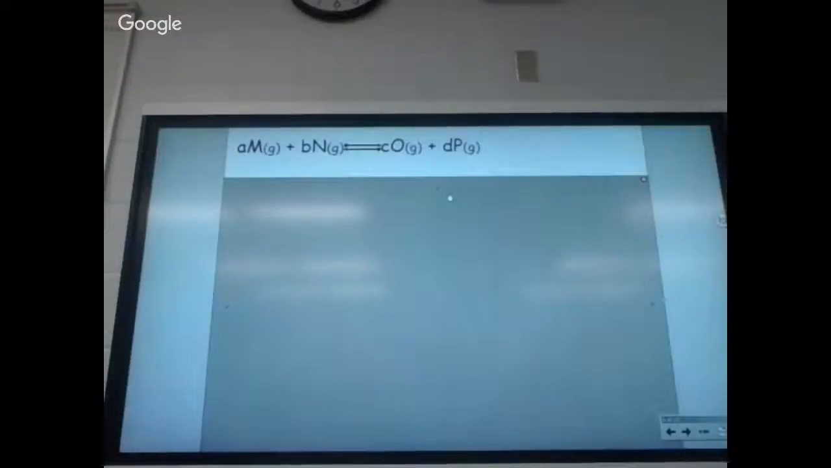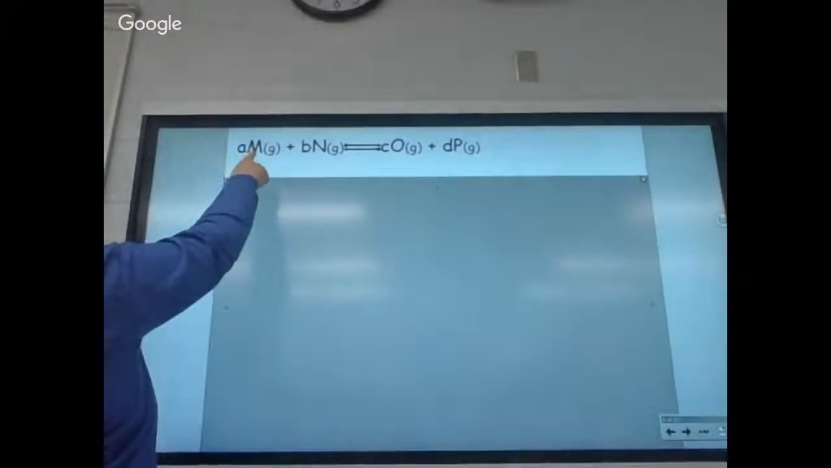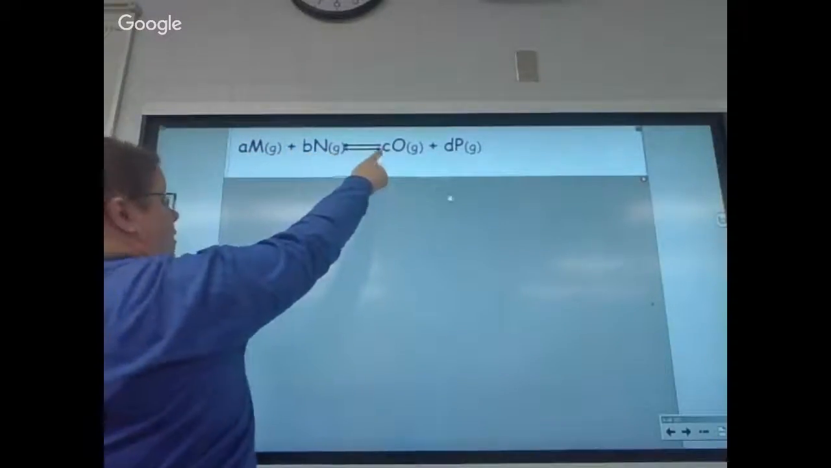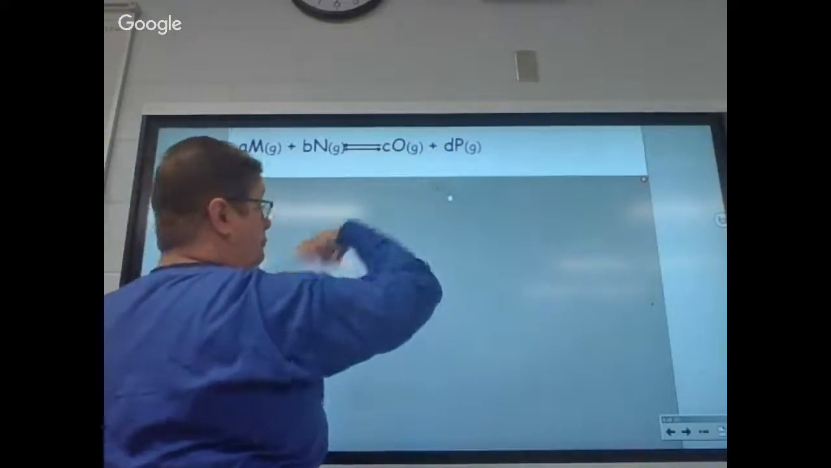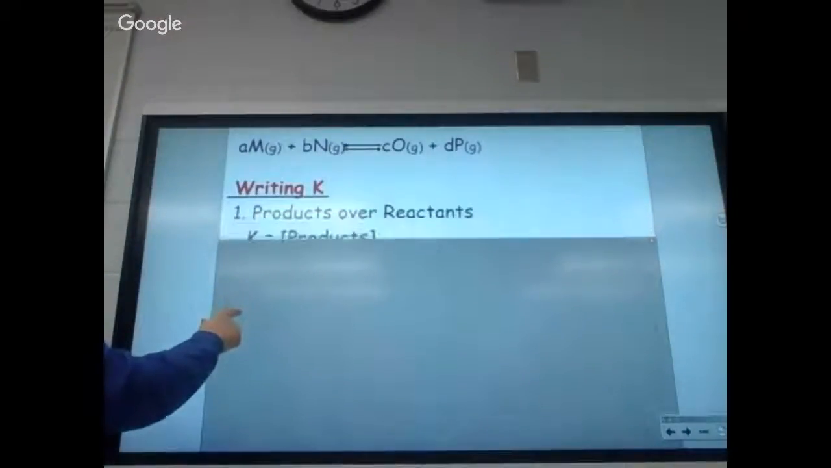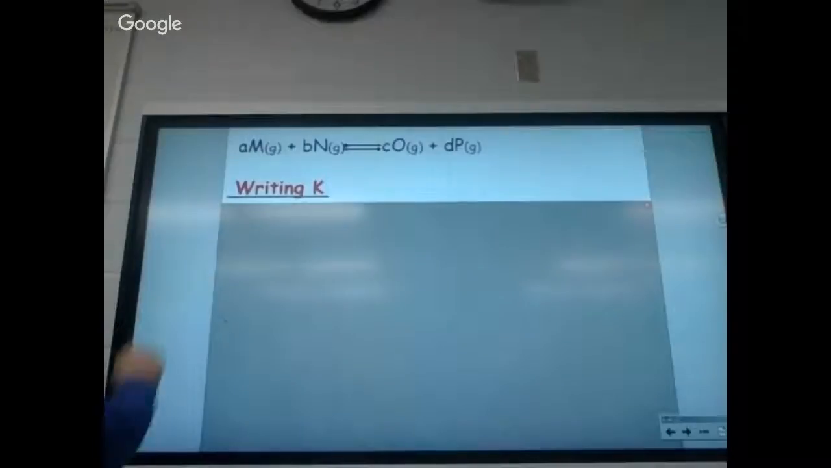All right, so this is a generic equation that I wrote. The little a represents a coefficient. That's a compound. That's a state. That's a coefficient. That's a compound. That's a state. Coefficient, compound, state. You got it? Yep, because that's the example I'm going to use. Now, writing K is one of the easiest things that we do. Step one is the one that people forget all the time.